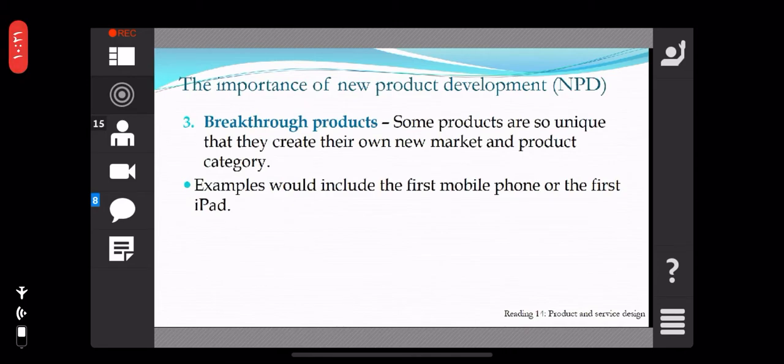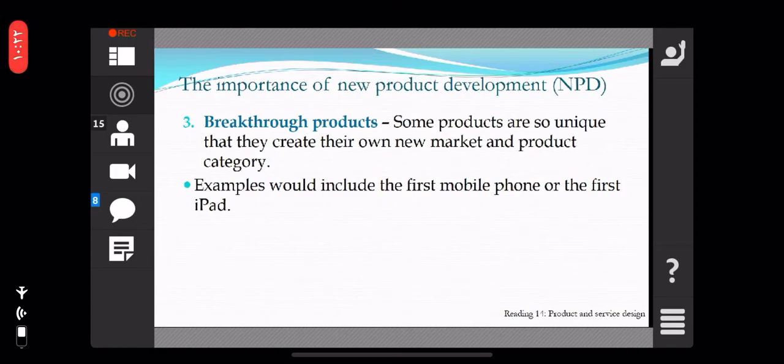The third one is breakthrough. Here, from the name, breakthrough. Some products are so unique that they create their own new market and product category. For the first time, unique, innovative, you never knew about it before this product. For example, this would include the first mobile phone or the first iPad. You never saw a mobile phone before. First time they invented the mobile phone and launched it into the market. So we will call this a breakthrough product.